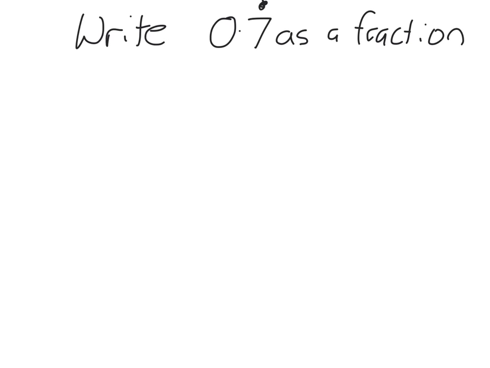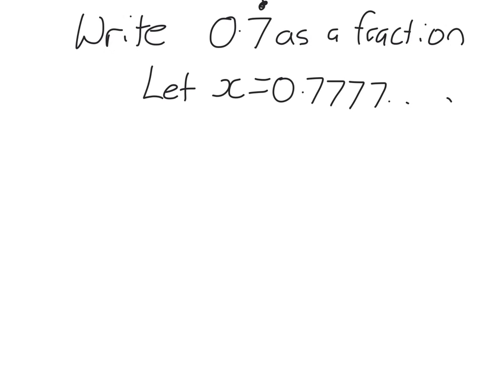So I want to write 0.7 recurring as a fraction. So this is what I do. I'm going to let x equal the decimal. So it equals 0.777, and it goes on forever. I'm just writing out all the 7s so the example will be easier to follow.